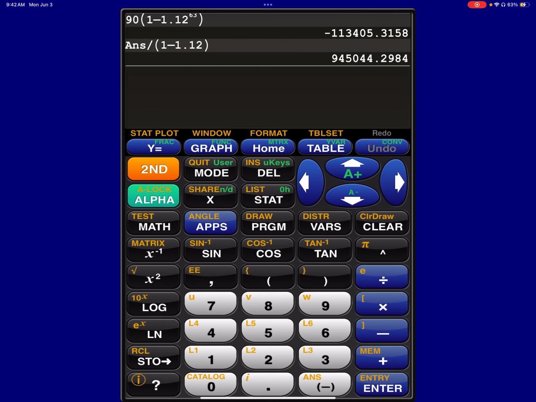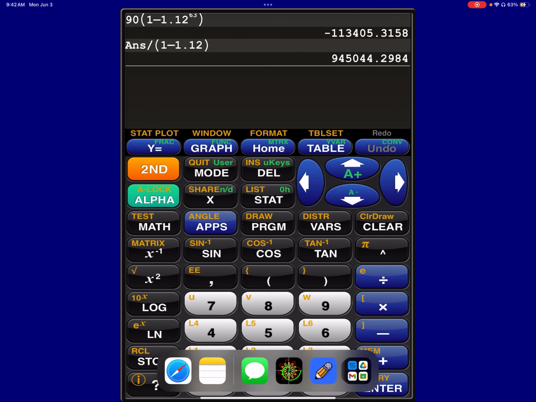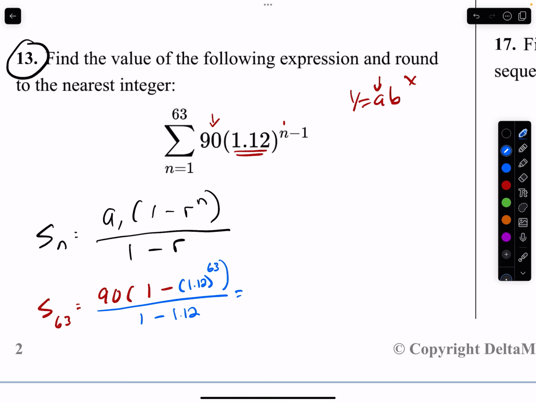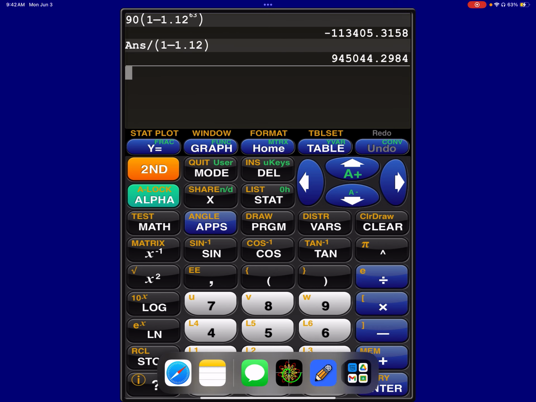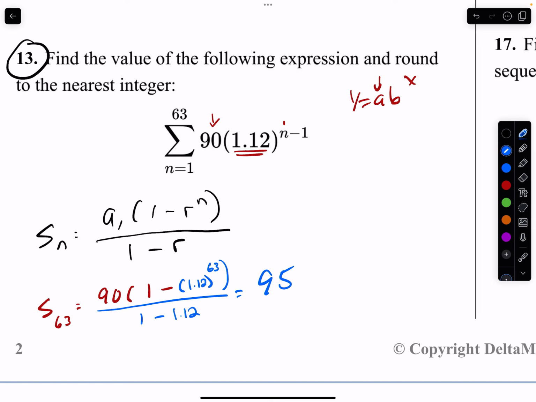So we've got 945,044. We're just going to round to the nearest integer. So that's 945,044. Okay? Hope this helps.